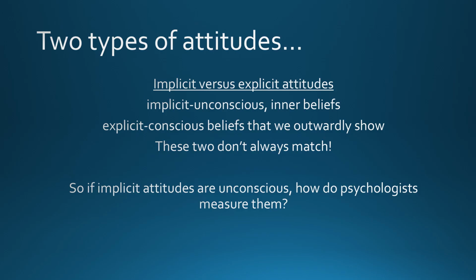There are two types of attitudes discussed in your textbook. These are implicit versus explicit attitudes. An implicit attitude would be inner unconscious beliefs. We don't really have to think about these attitudes, they're just automatically there. An explicit or a conscious belief is a belief that we outwardly show, that we have to consciously come up with.